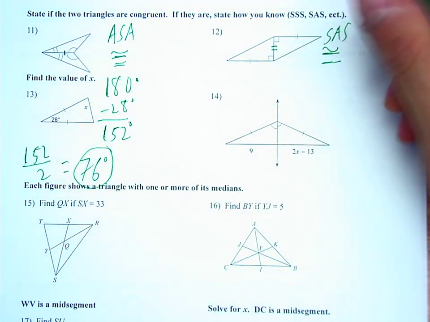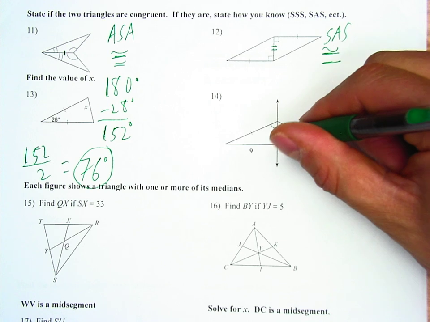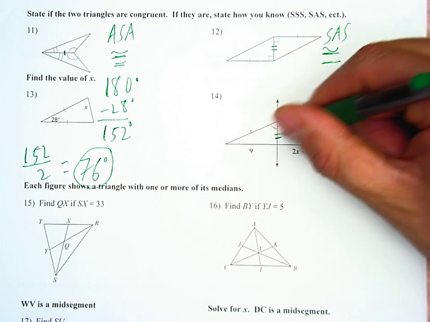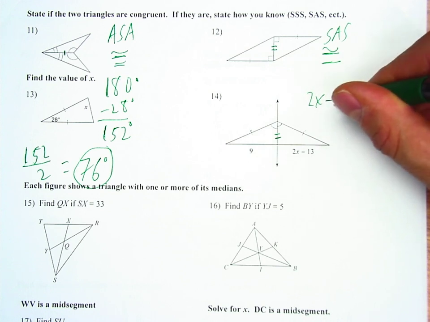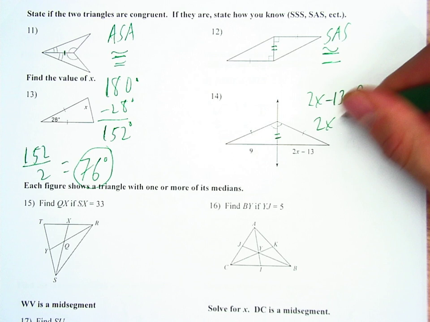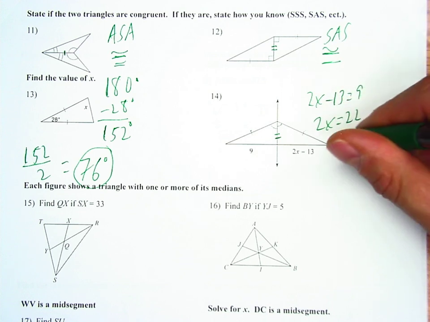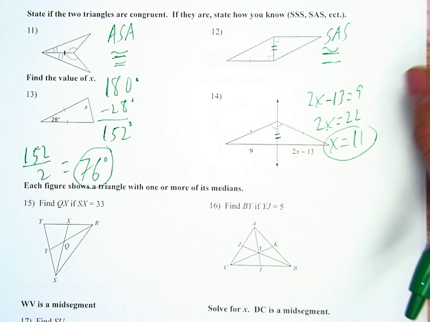The value of x. All right, here, because the angles are the same, and we have the sides also the same, we have side angle side congruence. I can legitimately set 2x minus 13 equal to 9, and solve for x by adding 13 to 9, yielding 22, and then dividing by 2 to get 11. X is 11, because both these sides have to be 9 in length.